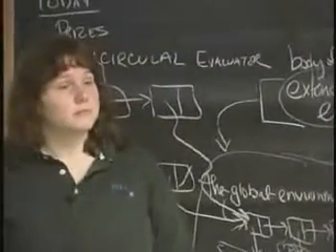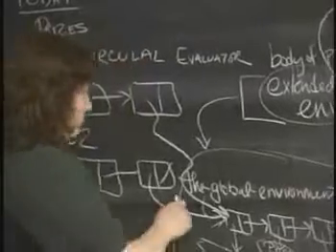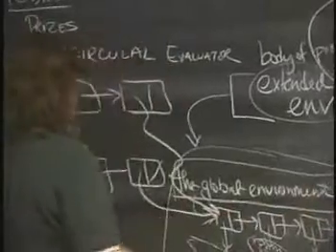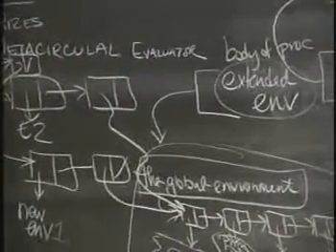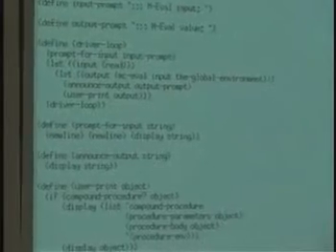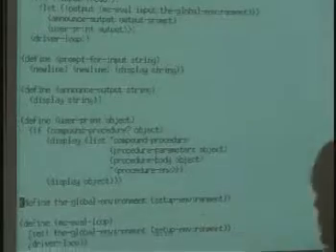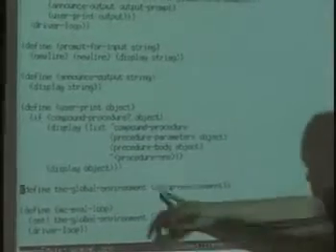The Evaluator has its own global environment. Is that true or not? Yeah, and it's called the global environment. And we can actually see where it's created. It's all the way at the bottom. Okay, so we define the global environment, which is all the way at the bottom, as setup environment.